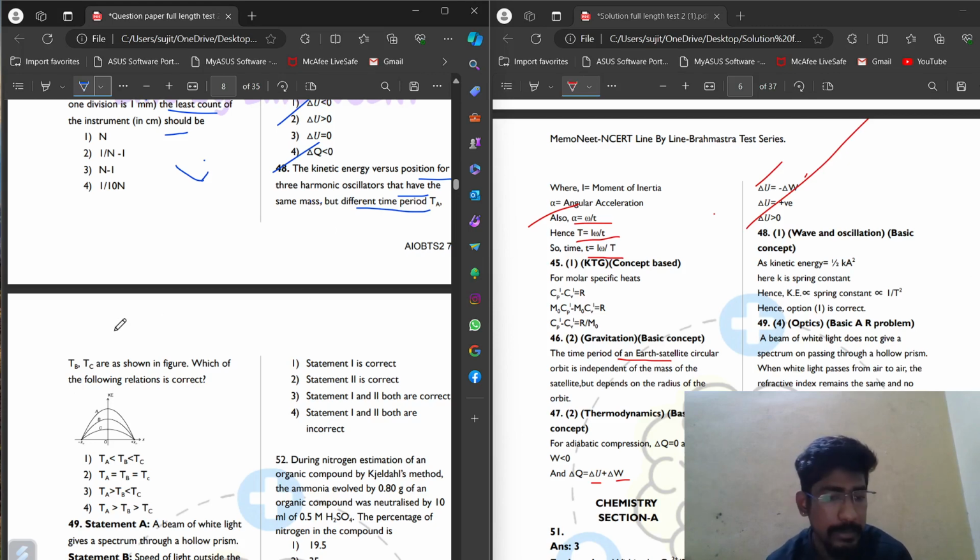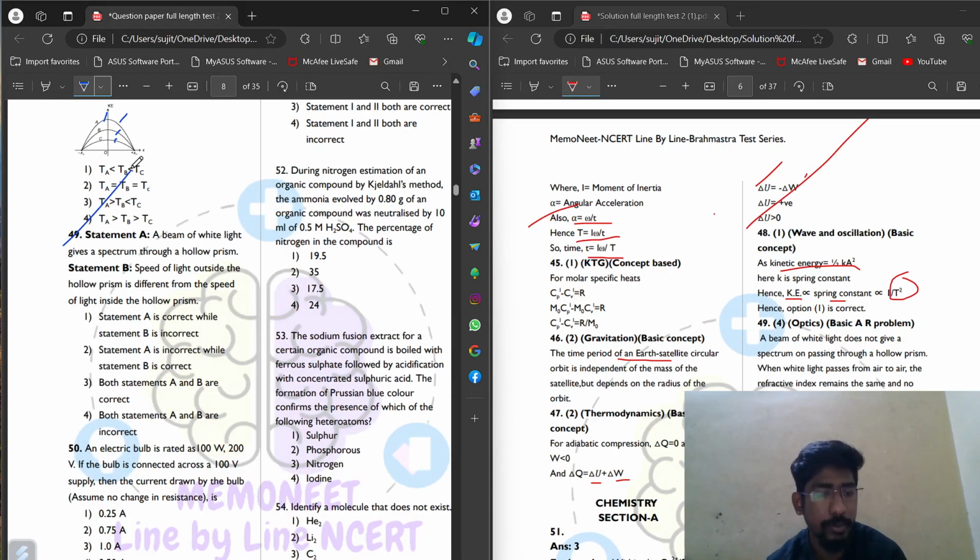Which of the following relations are correct? The kinetic energy is given by the formula half k x square, and the kinetic energy is inversely proportional to the square of the time period. So as the time period increases, in the case of A the time period is maximum, here it is minimum. The kinetic energy for A is maximum, so the time period of A will be lesser, because they are in an inversely proportional relationship.